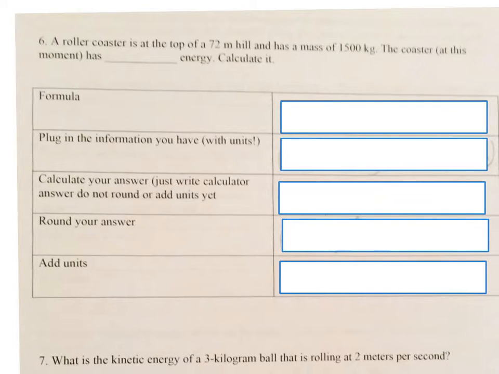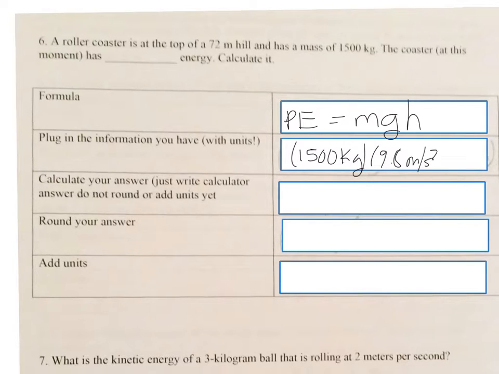Okay, so this time we have a roller coaster, but be careful, it's a roller coaster sitting at the top of a hill, so it's not moving, which can be confusing, right? Sometimes students jump to conclusions that certain objects are always in motion. This is not in motion, this is just sitting there. So we're going to still be using potential energy. That's this formula, mgh, mass, gravitational acceleration, and height. When we plug these numbers in, we're going to get the mass is 1,500 kilograms. Gravity, 9.8 meters per second squared. I apologize for my handwriting. It's hard to write on the iPad. And then the height is 72 meters.